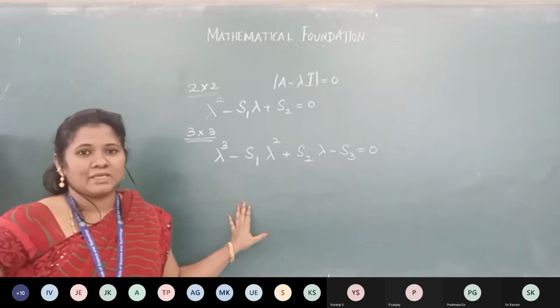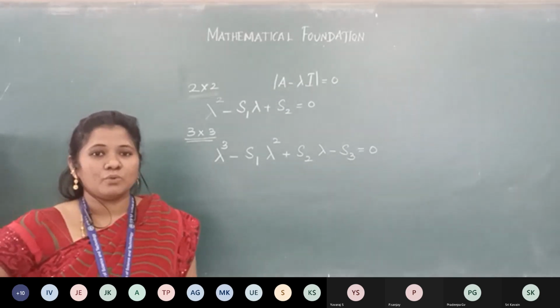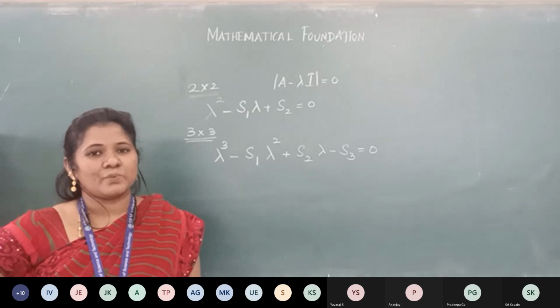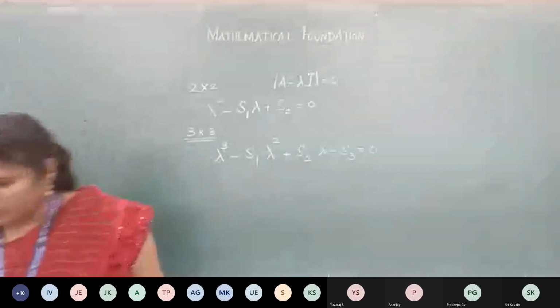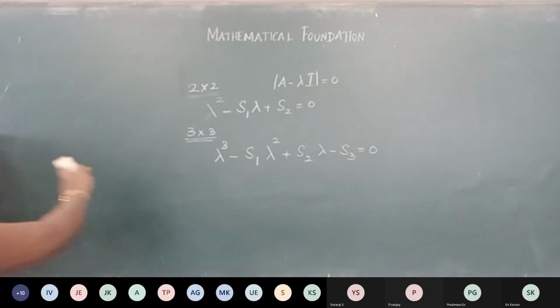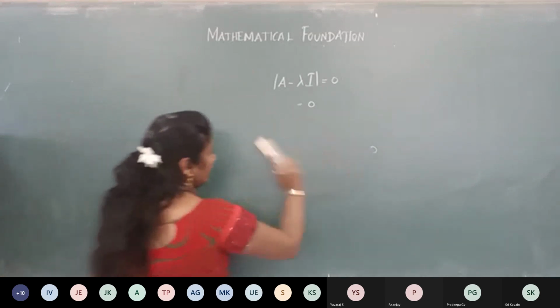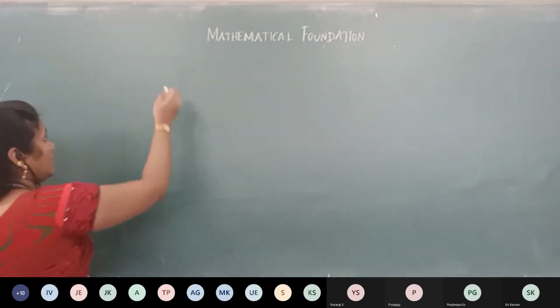So this is your characteristic equation. Next, we will go on to the next theorem. That is a very, very important theorem. That theorem is the Cayley-Hamilton theorem.